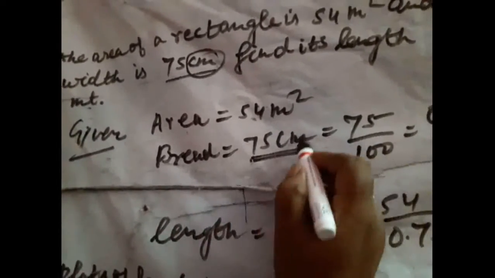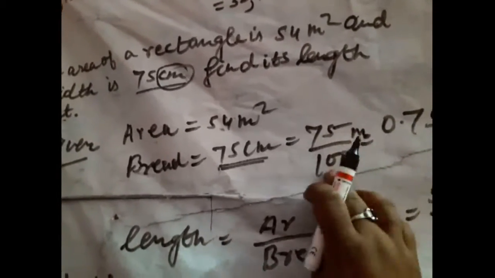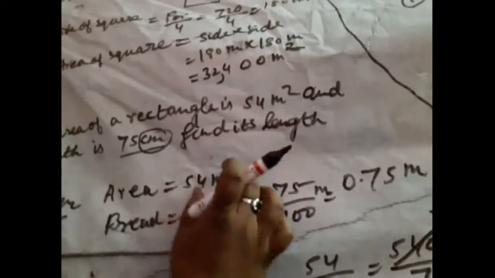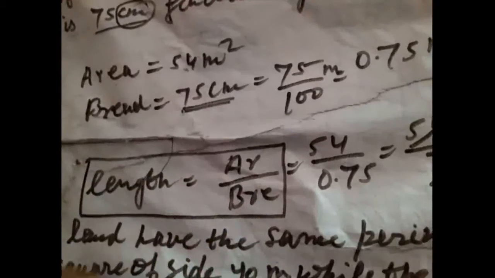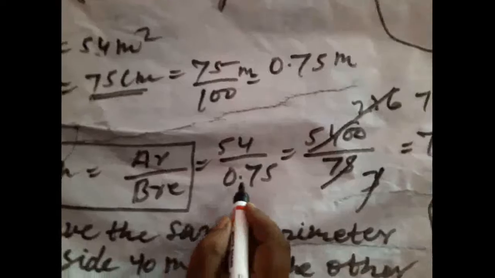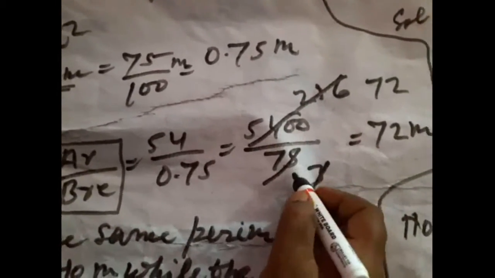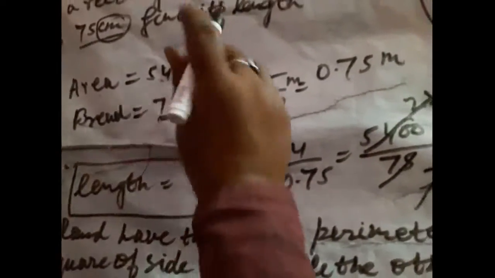Now we change centimeter into meter, 75 upon 100 meter. And 75 upon 100 is equal to 0.75 meter. So this is the breadth and this is the area. Both are in meter. Now length is equal to area upon breadth. This is the formula. Length is equal to area upon breadth. Area 54 and breadth 0.75. First of all we remove the decimal. So 5400 upon 75. After reducing, our answer comes 72 meter. So it means the length of the rectangle is 72 meter.